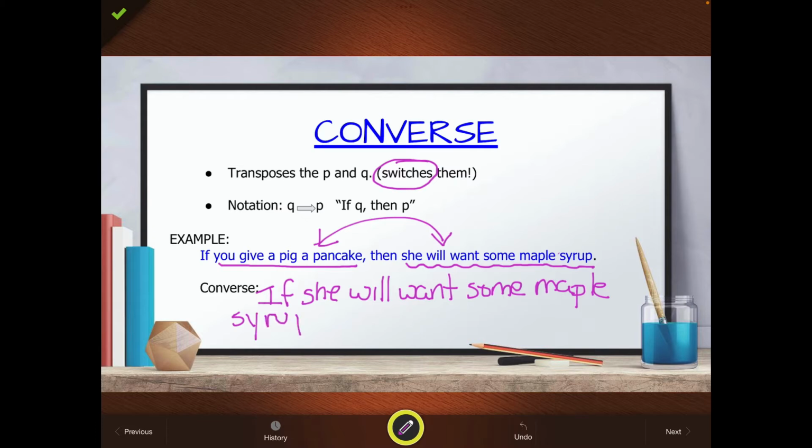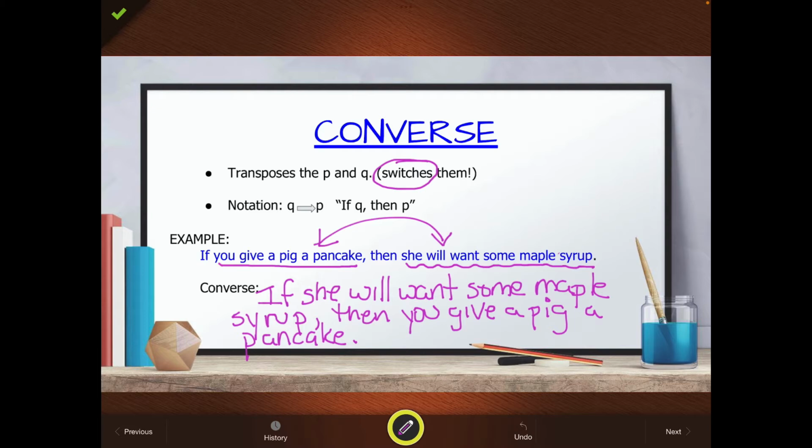But if we're literally switching, this is what it would look like. Then you give a pig a pancake. So our hypothesis moved to the back behind our then, and our conclusion moved to the front after the word if. And what you guys will find writing these sentences, sometimes they will not be true, and sometimes they won't make a lot of sense. That's all right. We're just doing the action that the sentence requires.